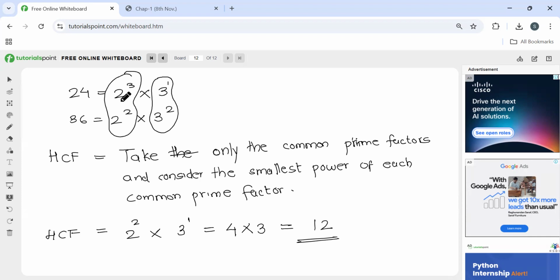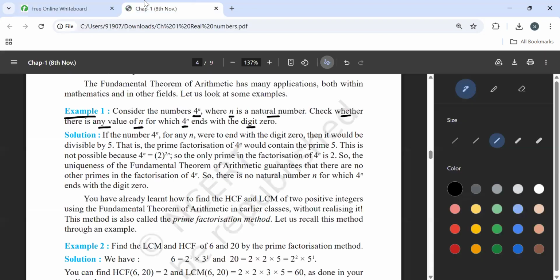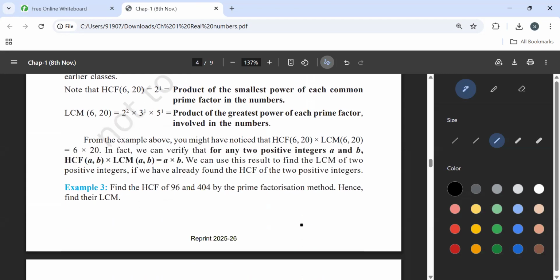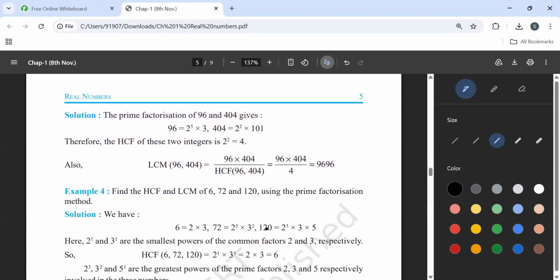So in case of HCF, you will only consider the common prime factors. While in case of LCM, you consider all the prime factors once, whether it is common or not, and take the highest power. Here you consider only the common prime factors and consider the smallest power of each prime factor. Okay. So a question is given in your textbook as example 2, which you can work out. I hope you will be able to do that. And you also have bigger numbers. You need to find out the HCF of 96 and 404 by the prime factorization method. You can try that question as well.